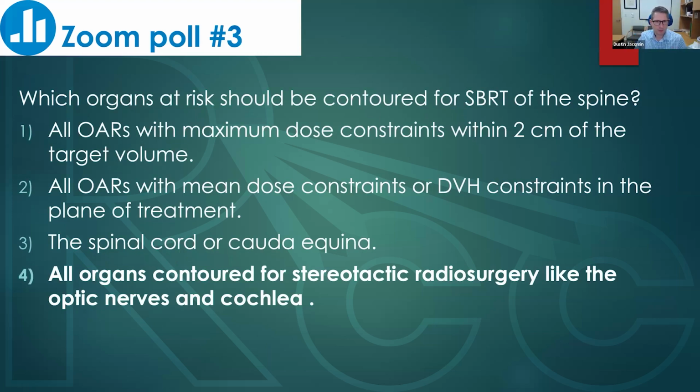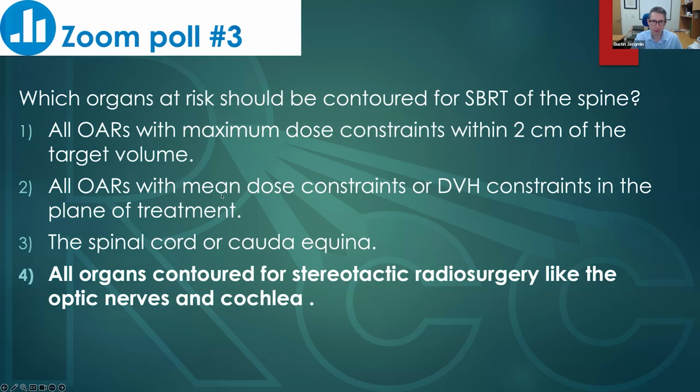Yeah, so it's because spine SBRT is an SBRT technique and you have rapid dose fall off. You can sort of ignore organs at risk with max dose constraints that are really far from the target, but really anything within 2 centimeters of the target that has a max dose constraint should be contoured for evaluation as part of spine SBRT planning.